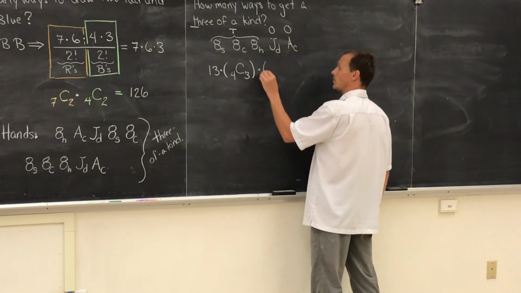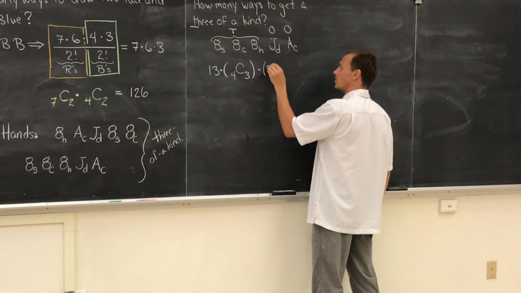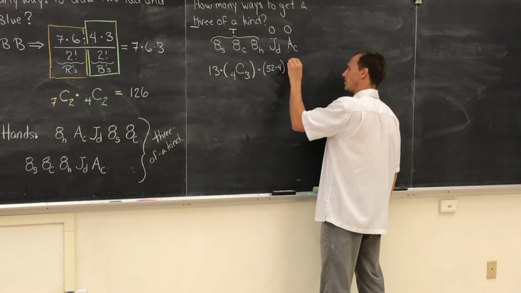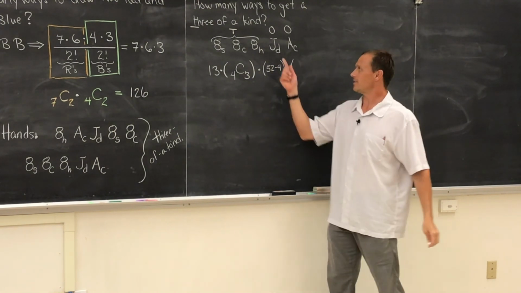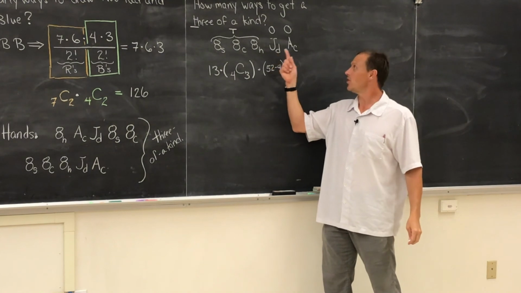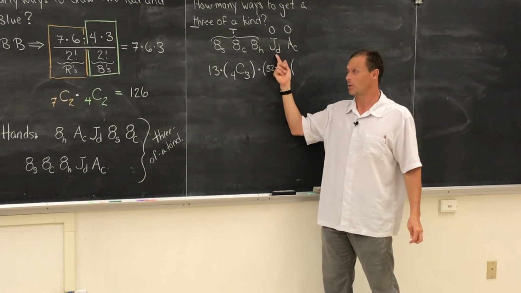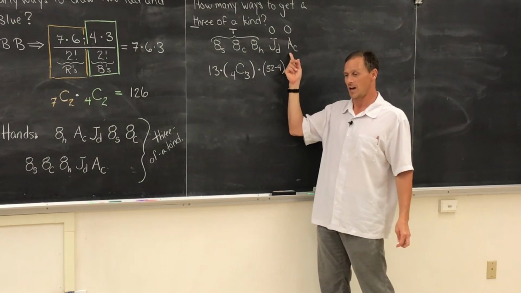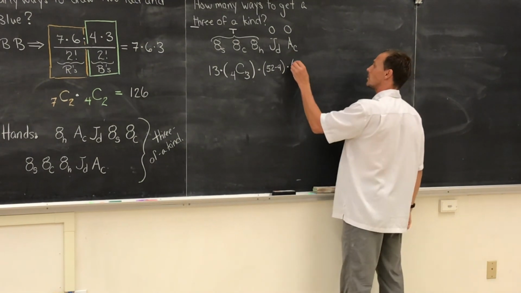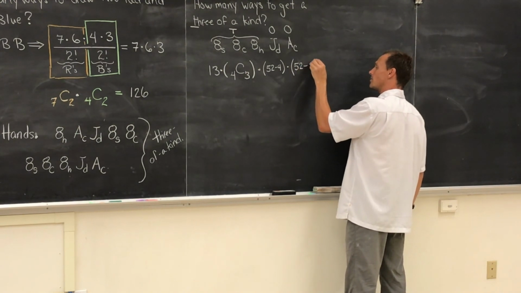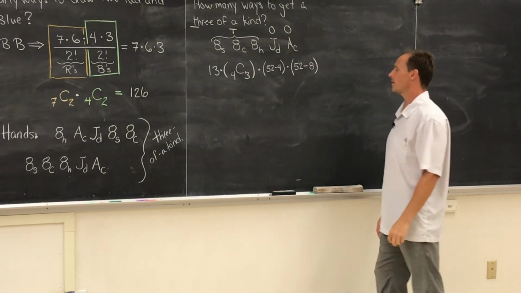You can think of it as 52 minus the 4, or 48, times, well, wait a minute. Let's say we get a jack. This card can't be a jack anymore. None of the jacks are available. How many cards are left to us now? 52 minus 8, or 44. 44 cards.